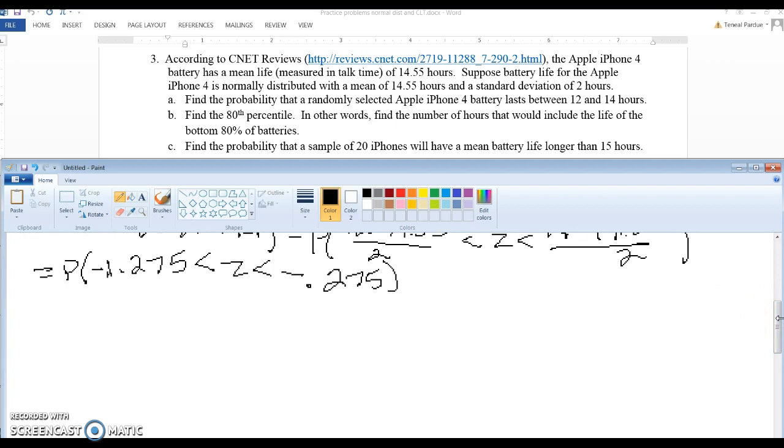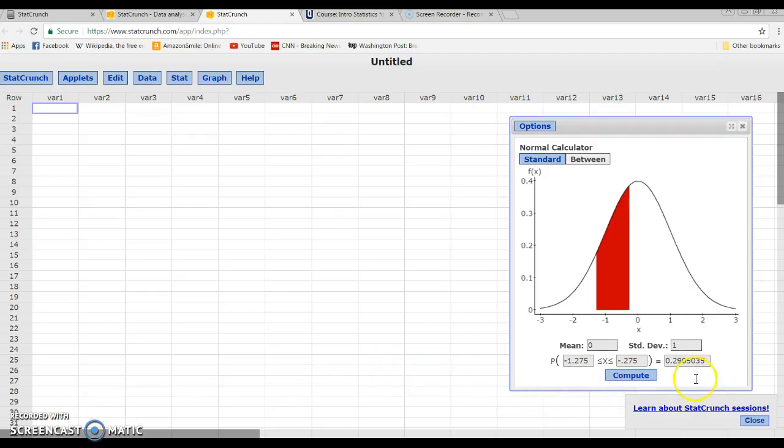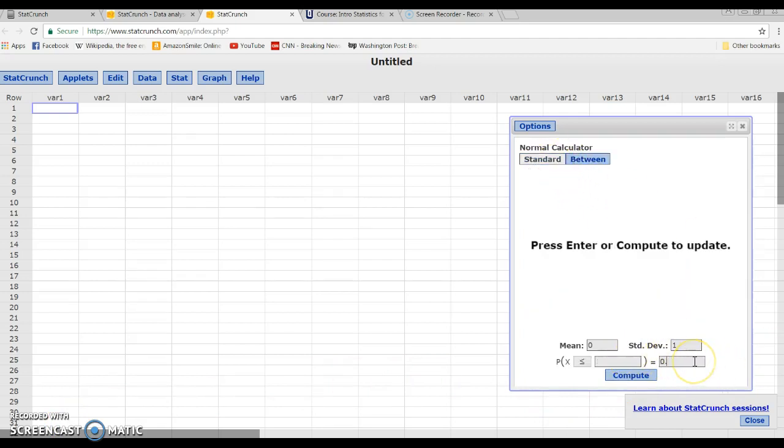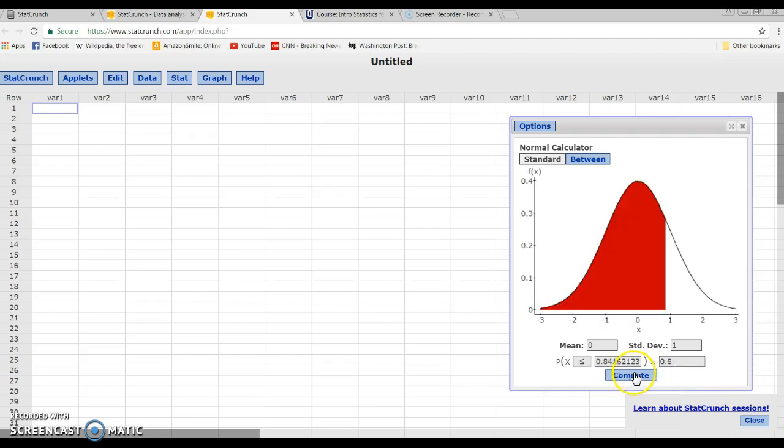3B says find the 80th percentile. To get the 80th percentile, we first have to go over to StatCrunch and get the 80th percentile of x. So we're going to type in going to the standard one first. So I change the probability to 0.8. And that tells us that the 80th percentile for z is 0.8416. So we start over here with 0.8416.